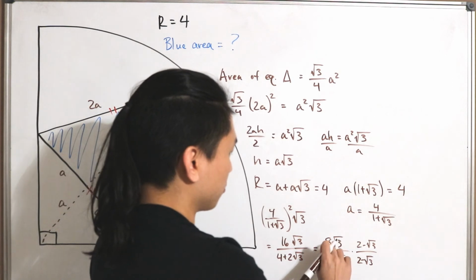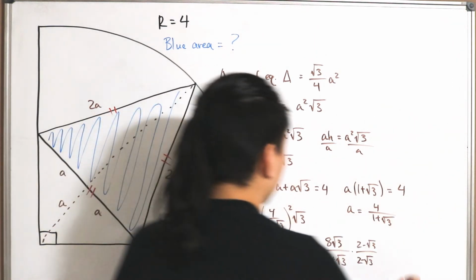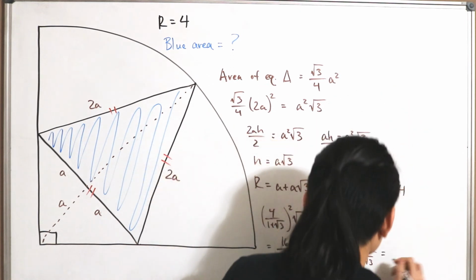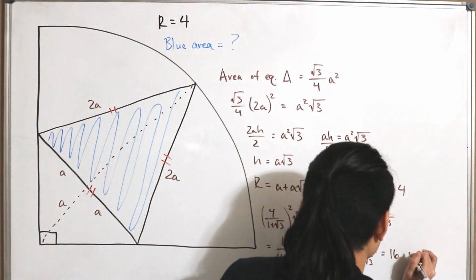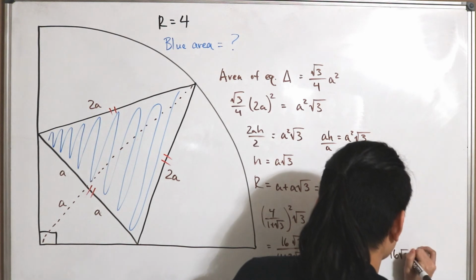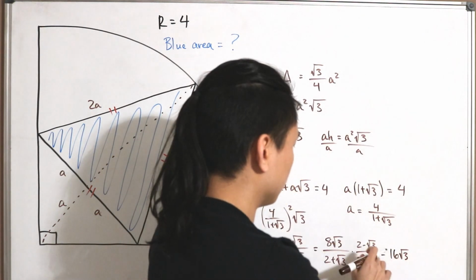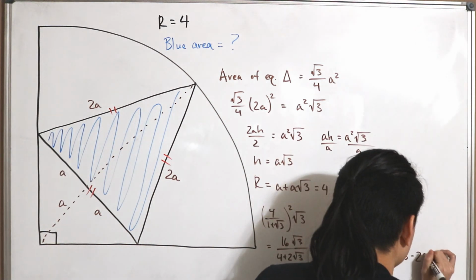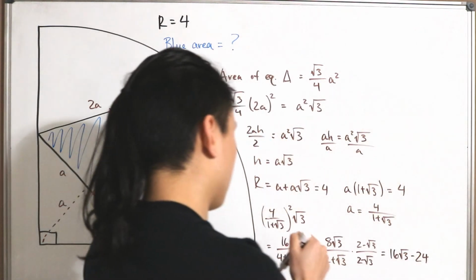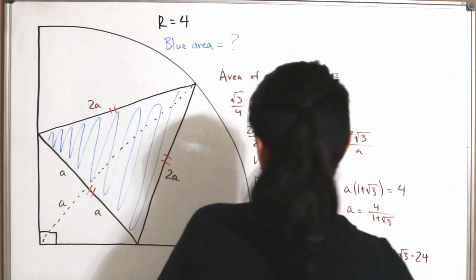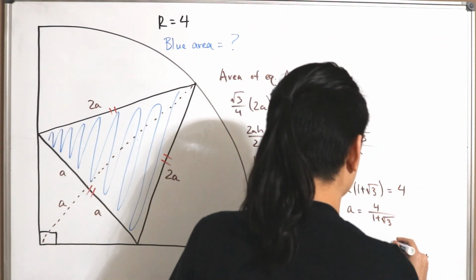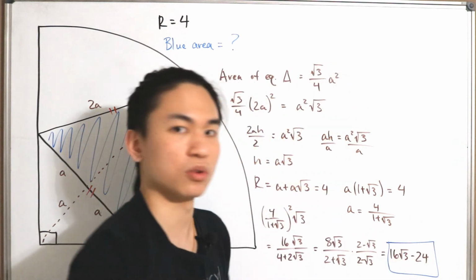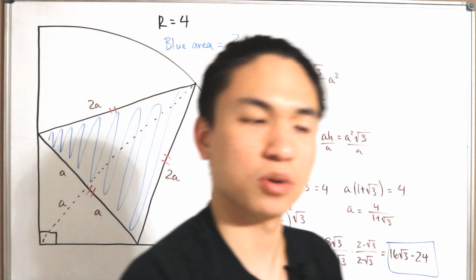And so we just have to do a little bit of distribution over here. The final answer for the blue area of our triangle is equal to 16 times the square root of 3, minus 8 times the square root of 3 times the square root of 3, so that's 8 times 3, subtract 24. And just like that, we have found the blue area, this equilateral triangle inscribed in our quarter circle. So simple enough, right? That's pretty cool if you ask me.